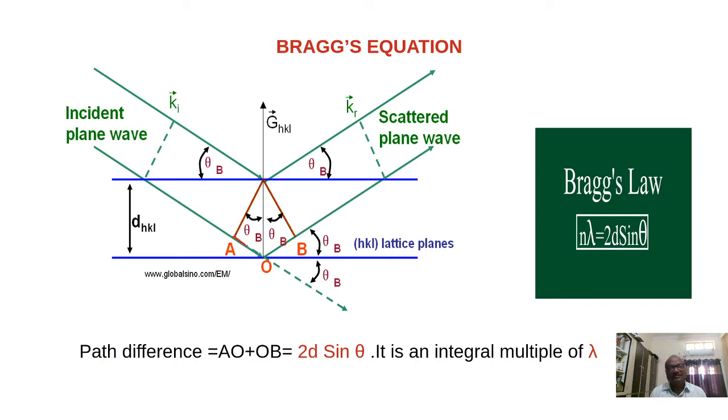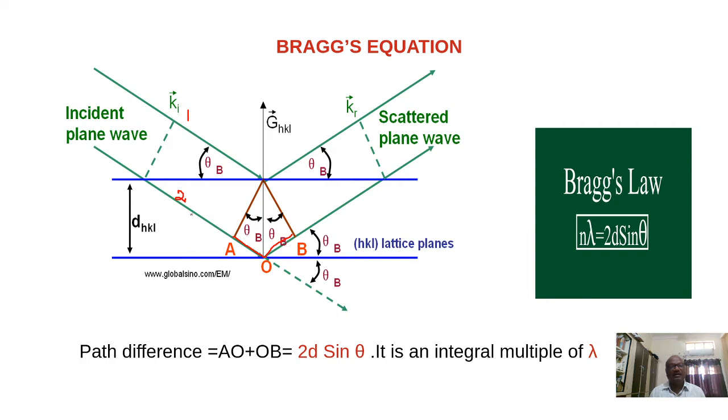This extra distance traveled by the second X-ray must be an integral multiple of the wavelength of X-rays. What is the condition? The extra distance traveled by the second X-ray must be an integral multiple of the wavelength of X-rays. Then only we say that ray 1 and ray 2, these two rays, are in phase. If it is not an integral multiple of the wavelength of X-rays, we say both of these rays are out of phase and they cause destructive interference.